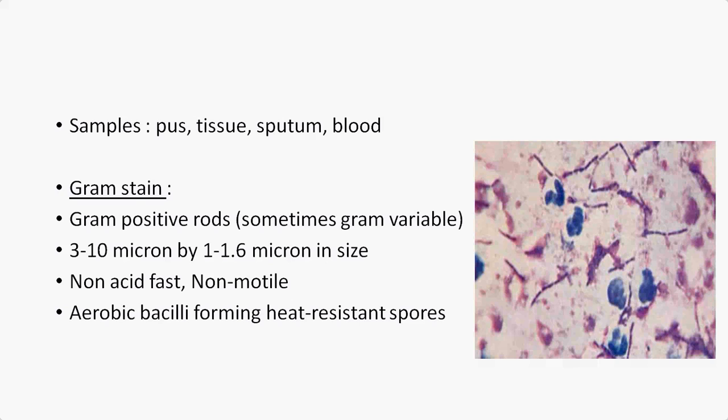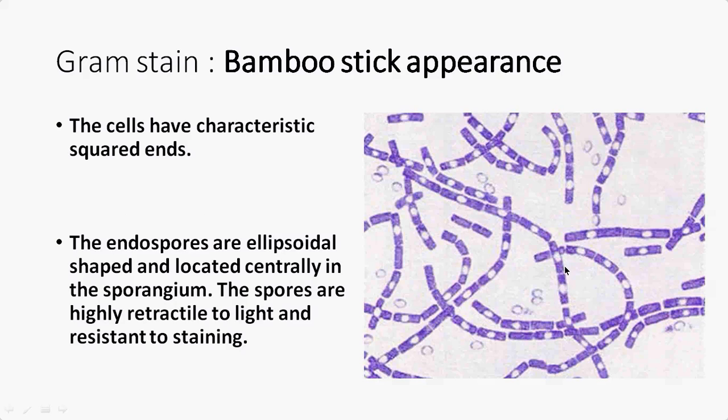Then the first thing we are going to do is perform the Gram stain. So we can see Gram positive rods, or sometimes Gram variable. These are non-acid fast, aerobic bacilli forming heat resistant spores. The spores will not get stained in the Gram staining, so there is a vacuole formation in that one.